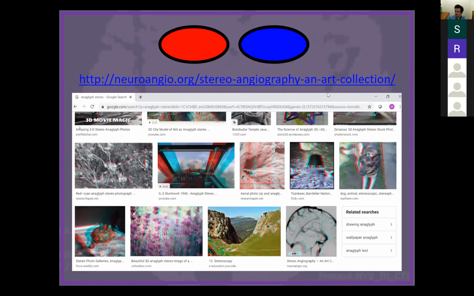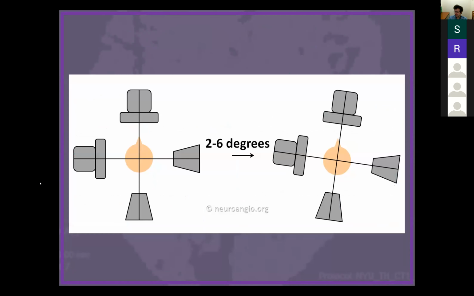So you can Google all these things. There are all kinds of pictures out there on Google, including one of ours right here, one of the higher ones, because I guess we use a lot of stereo in medicine. How do you make stereo pictures? A lot of you know how to do this already. If you don't, it's not that hard.